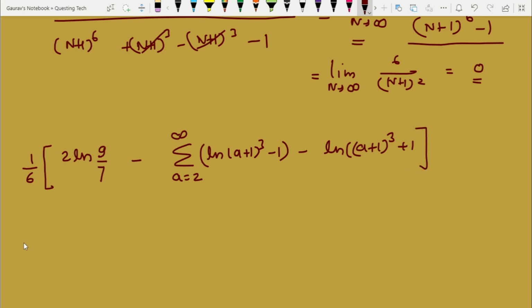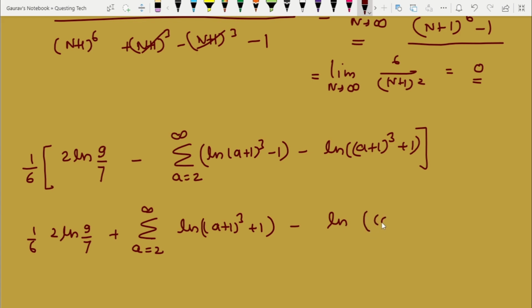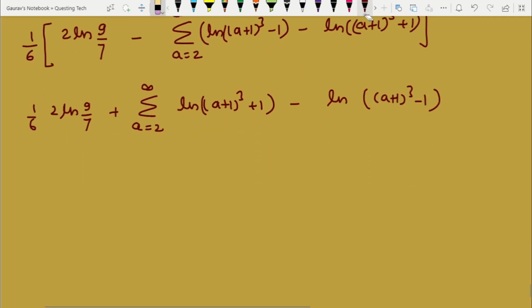Or we can write this as 1/6 [2 ln 9/7 plus limit a equals to 2 to infinity of ln (a plus 1) cube plus 1 minus ln (a plus 1) cube minus 1]. So how to solve this part? This is not like a telescopic series or something else. Can we make this a telescopic series?